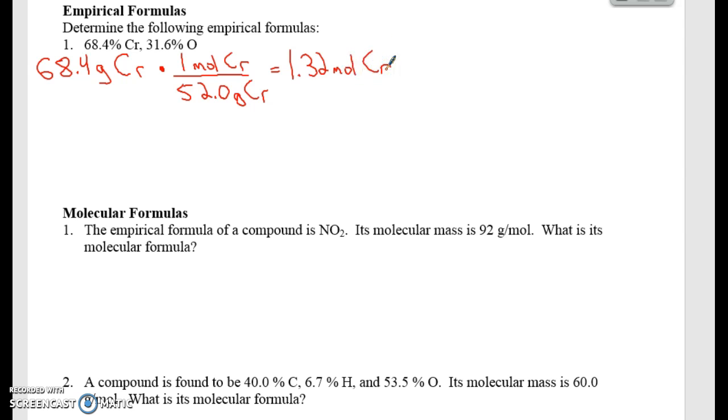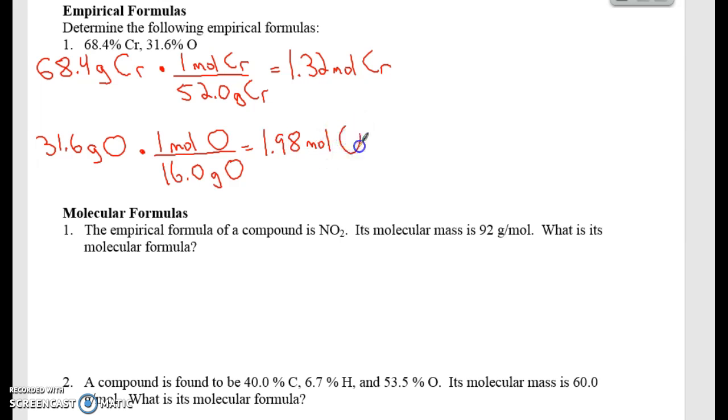Now we are going to end up doing the same thing with oxygen. You have 31.6%, which becomes 31.6 grams of oxygen. We want to convert this into moles because we have to compare the moles for these things. Oxygen's molar mass is 16.0 grams. So you do 31.6 divided by 16.0, and that gives you 1.98 moles of oxygen. What I do is match the significant digits. Since these are both 3 significant digits, I want my answers to have 3 significant digits.